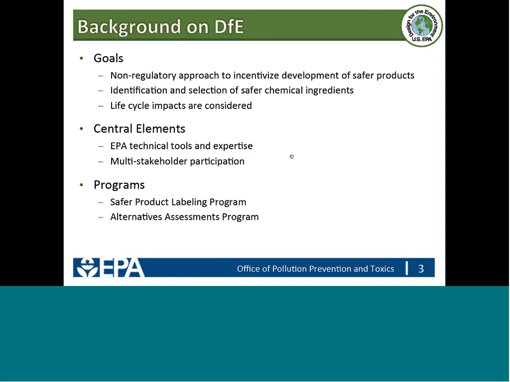Because our program is non-regulatory, we take a multi-stakeholder approach. We seek out stakeholders who are interested in the chemicals that we're working on. That helps provide us with information on how chemicals are used, how chemicals may be substituted, what the challenges are to chemical substitution, et cetera. We have two main programs within Design for the Environment, the Safer Product Labeling Program and the Alternatives Assessment Program. I'll be focusing on the Alternatives Assessment Program today.